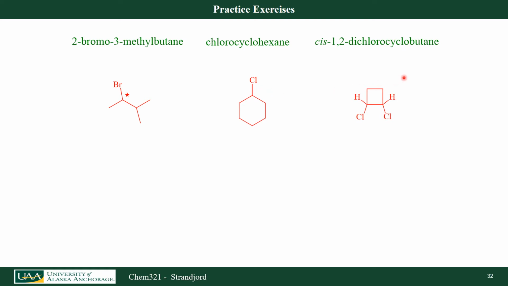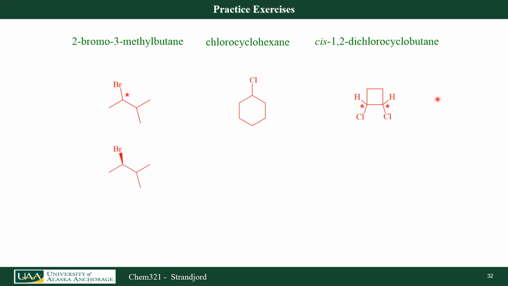If I look at cis-1,2-dichlorocyclobutane, and I look at this carbon here, I have a hydrogen, I have a chlorine, I have a CH2. If I went this direction, I have a CHCl. So yeah, that is a chiral carbon. If I look at this carbon and I go out, I have a hydrogen, I have a chlorine, I have a CH2, I have a CHCl. So it's different depending on which direction I go. So I do have chiral carbons here.